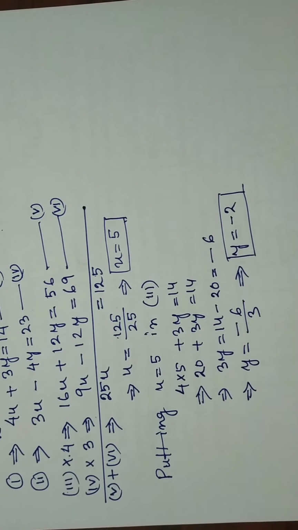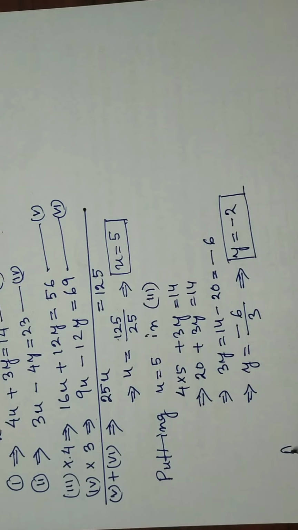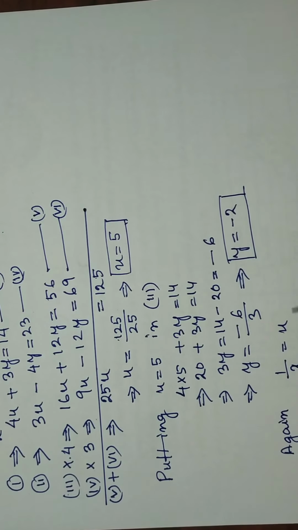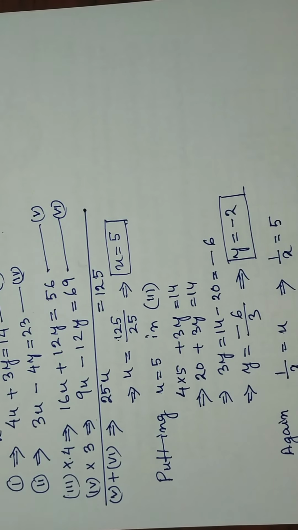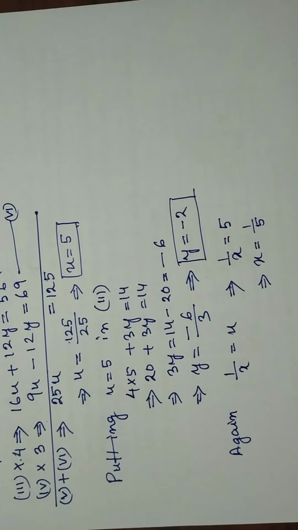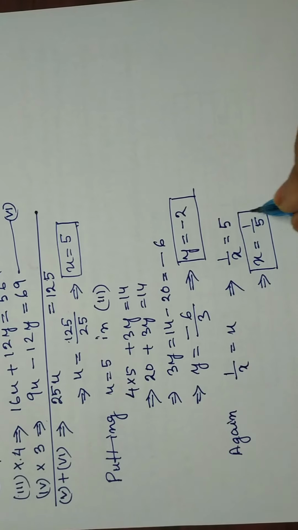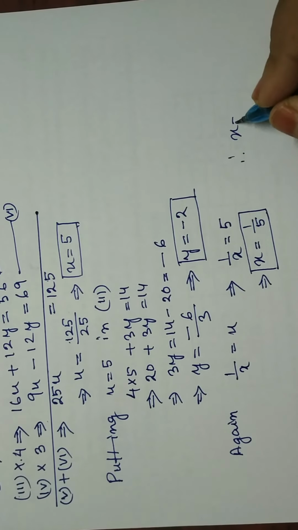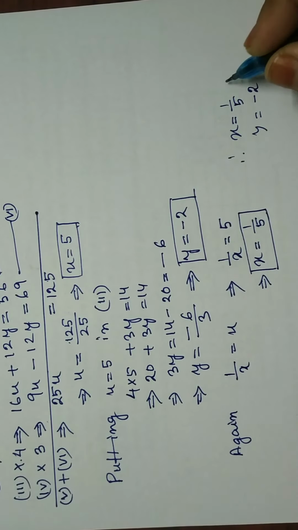Now we have to find the value of x. Again, 1 by x is equal to u, and we put the value of u. 1 by x is equal to 5. This implies x is equal to 1 by 5. This way we get the value of x. Therefore, x is equal to 1 by 5 and y is equal to minus 2. This is the answer.